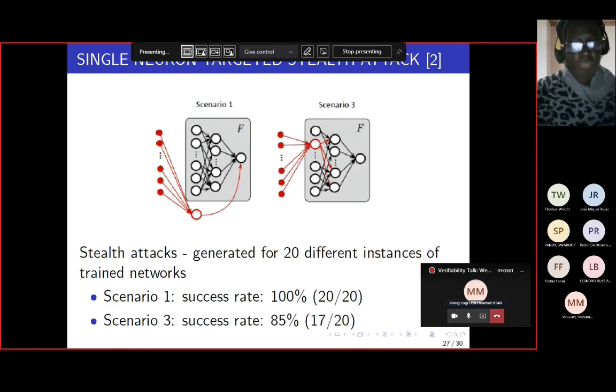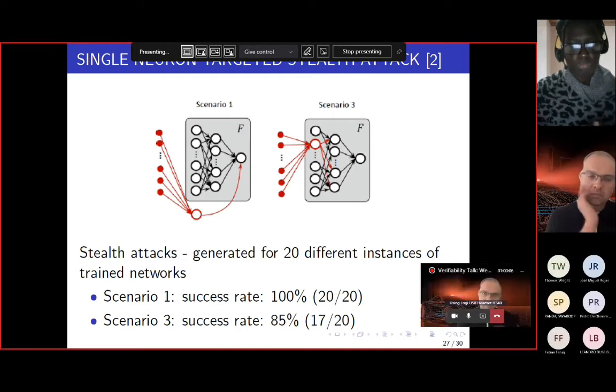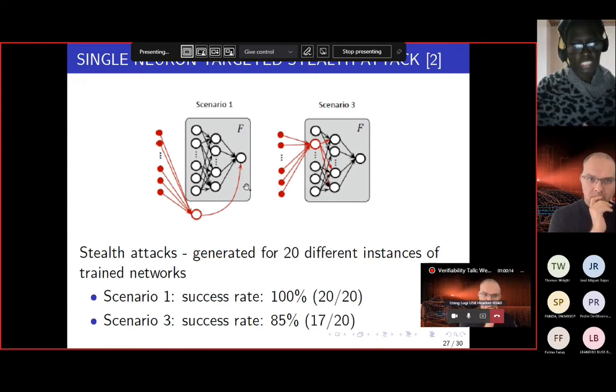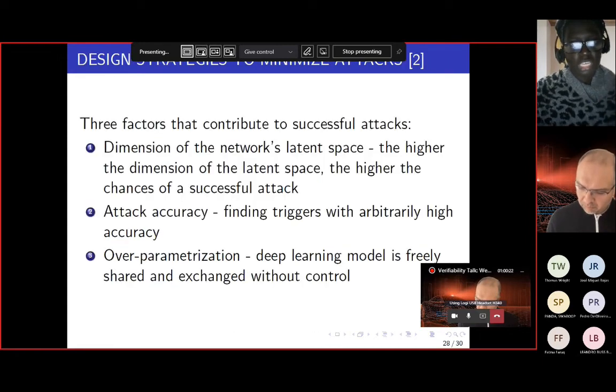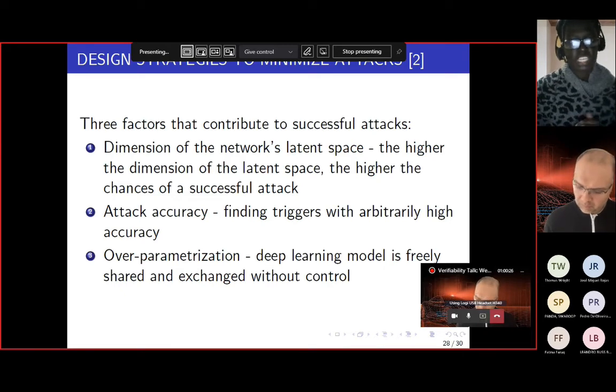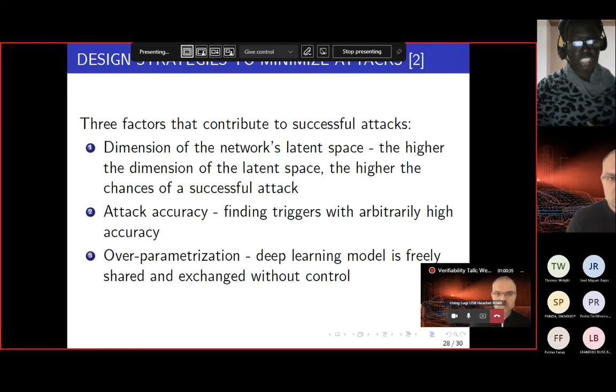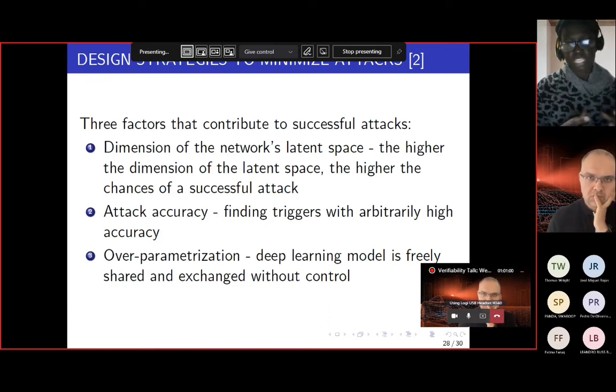And just to quickly finish, they were able to find that these attacks yield a very high attack success rate. For the first scenario, it yielded an attack success rate of 100%. And in the third scenario, it was 85%. So from their work, they were able to establish that there are 3 factors that contribute to the success of an attack: the dimension of the network's latent space. So the higher the dimension of the latent space, the higher the chances of a successful attack. In order to minimize this, the best solution is to reduce this dimension, and you can do that with dimensionality reduction approaches. So if you have a wide computational graph, you can deepen that graph, and also you can make the graph narrow.